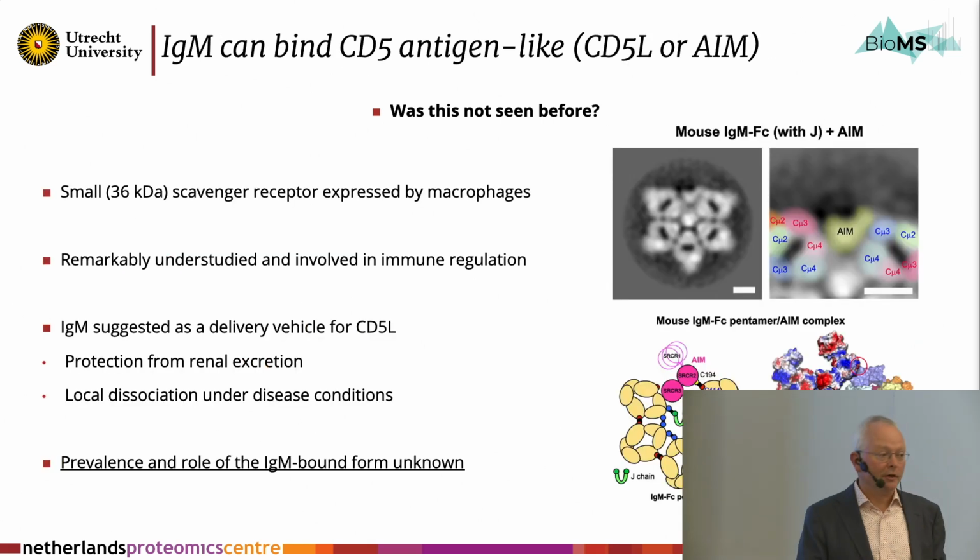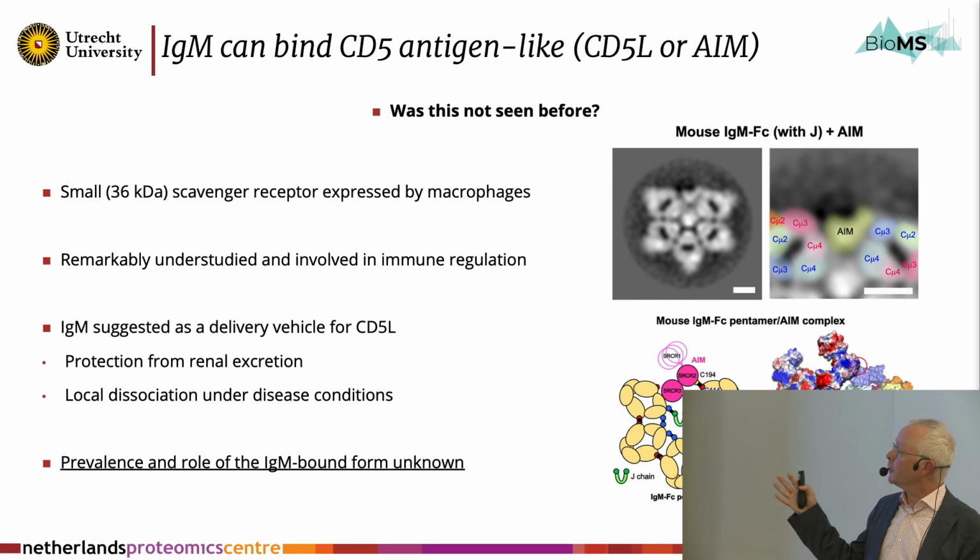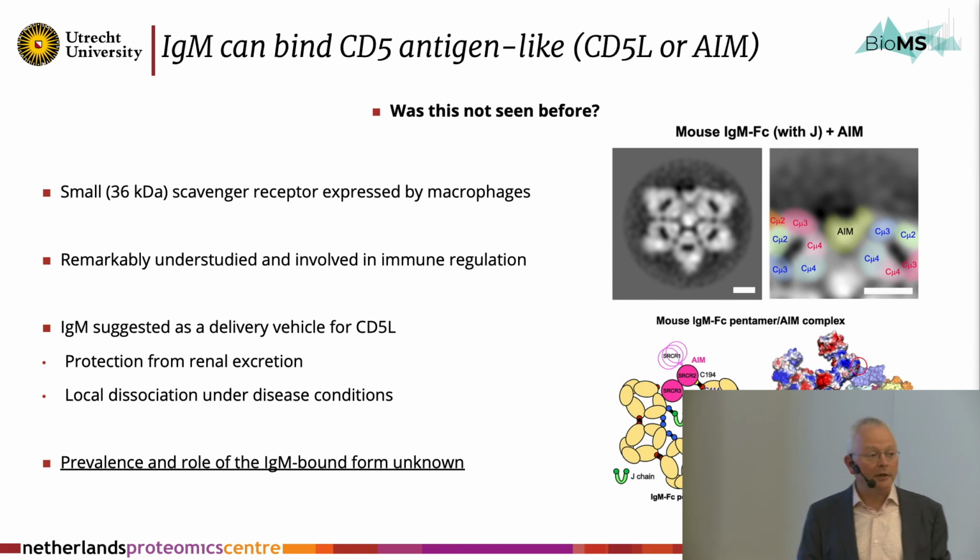Yeah, what is this CD5L? Then you look up literature. It's known as a scavenger receptor expressed by macrophages, which is already weird, because IgM is expressed by B cells. It's remarkably understudied. There have been some papers where they suggest that CD5L can be carried by IgM, and there was even a little bit of an EM structure where they showed that the CD5L might bind in this pocket that is sort of empty in that hole of IgM.